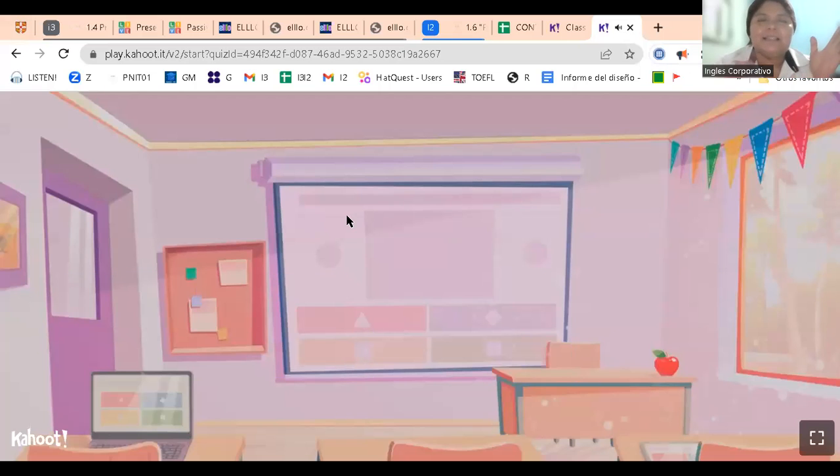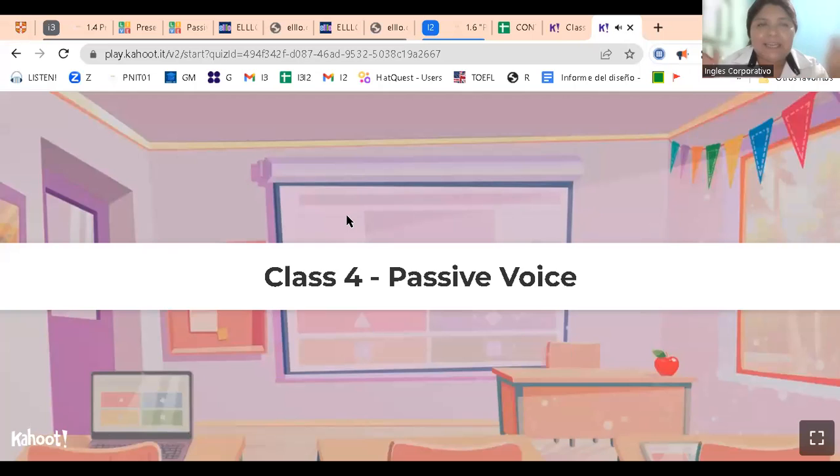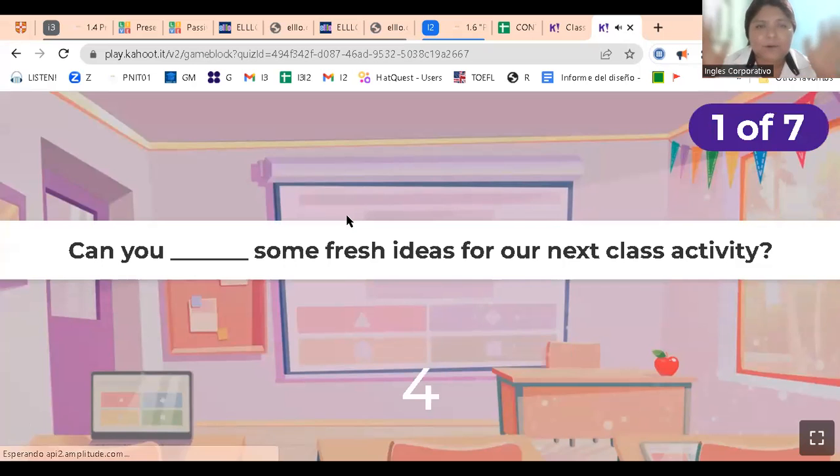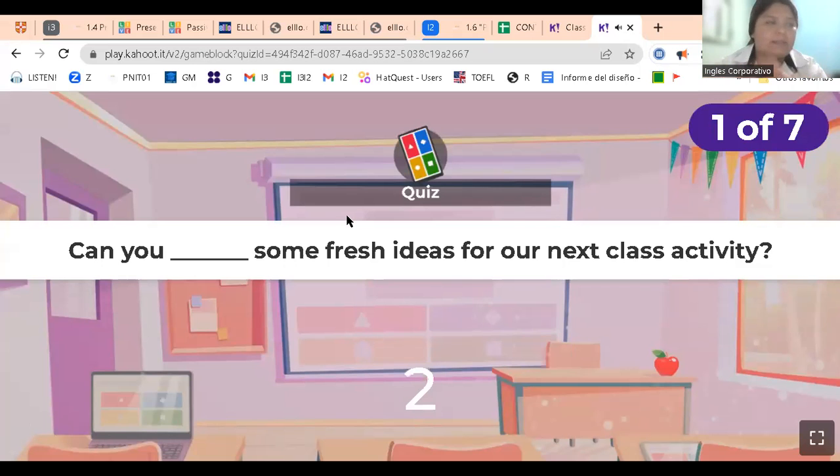They need to play. So as you know, you have to select the correct color of the correct answer. Recuerden, tienen que elegir el color correcto de la respuesta correcta.